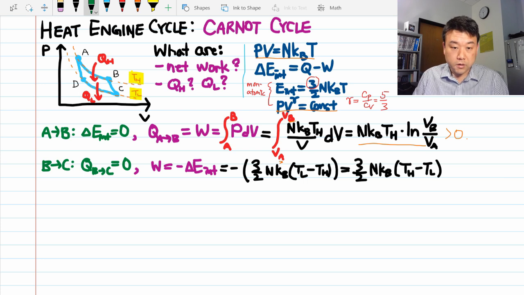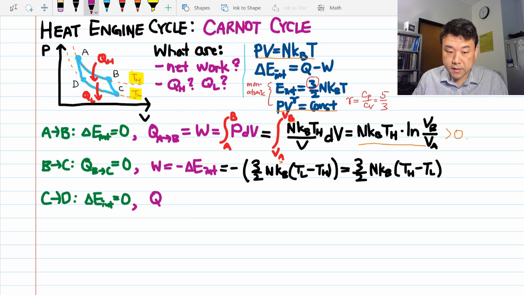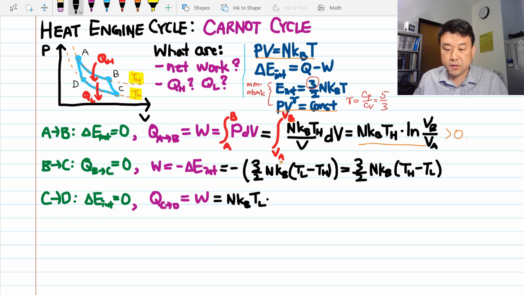Alright, let's keep going. The process from C to D is very similar to A to B. It's an isothermal process, so the change in internal energy is still 0, which means the heat flow in the process C to D is equal to the work done again. So you can set up all the same things we did before. Let me just write down the result here. It's going to be nk times the temperature, a different constant involved here, TL, times the natural log of the ratio of the final volume over the initial volume.